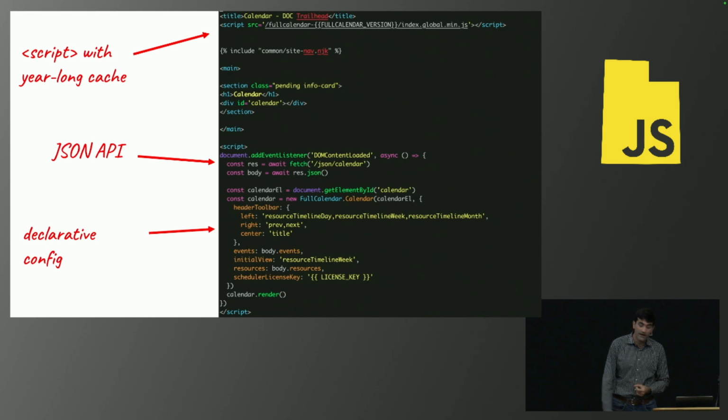And so Full Calendar I load once with a year-long cache time. And I use a JSON API, and I just send it to Full Calendar, and I put a little shim here, div ID equals calendar, and I just say, do it. I don't care. It's all yours.